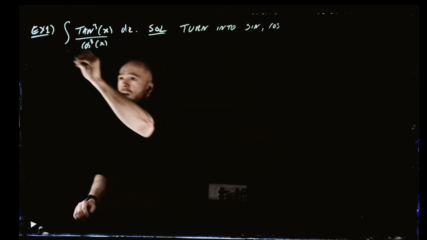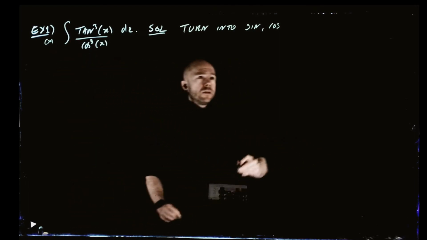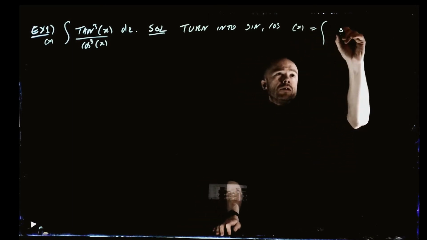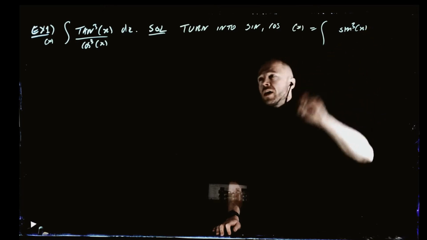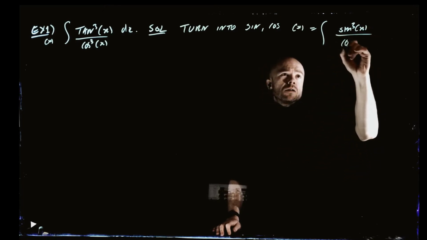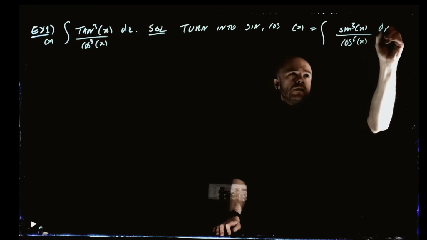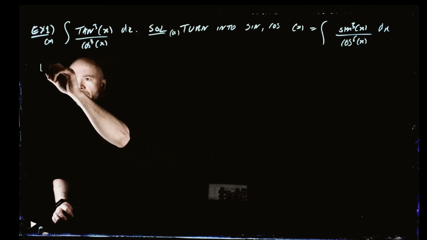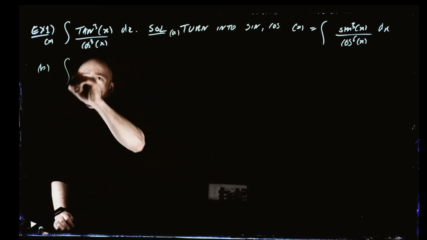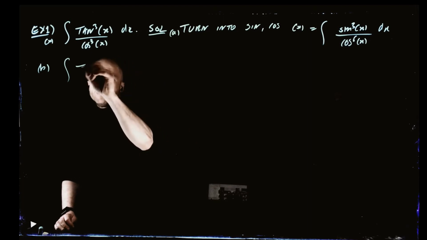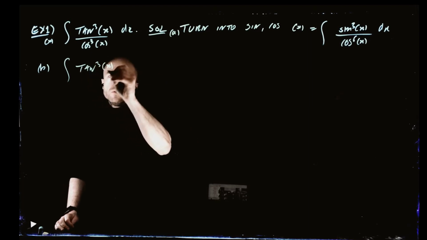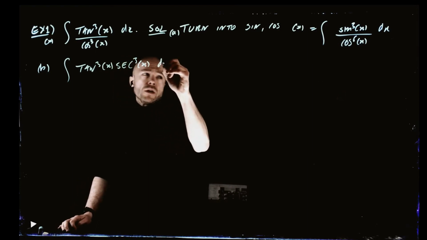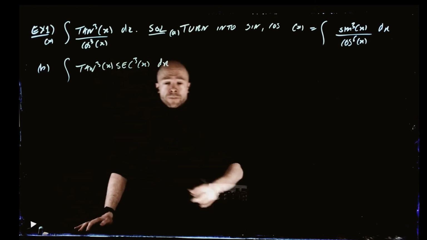Let's call this guy star. It becomes the integral of sine to the power 3 of x over cosine to the power 6 of x dx. So that's option A or option B. Turn into sec tan. If we turn into sec tan, sec is 1 over cosine, so we have tan to the power 3 of x sec to the power 3 of x dx. So that's B. Okay.